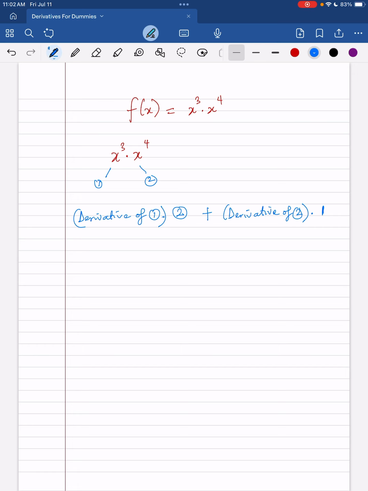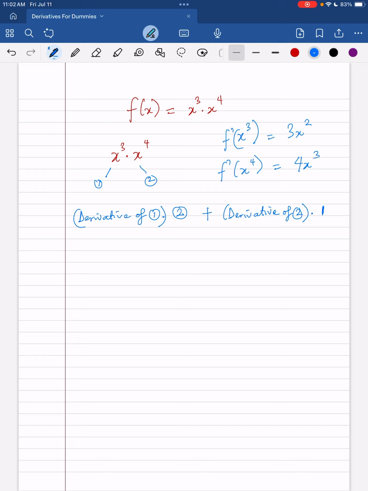So first thing, let's find it. What's the derivative of 1? The derivative of x cubed. From our explanation of power rule, the derivative of this is 3x squared. If you don't know how to do this, please watch the video on power rule to help you understand how we came about this. Then the derivative of x to power 4 is 4x cubed.